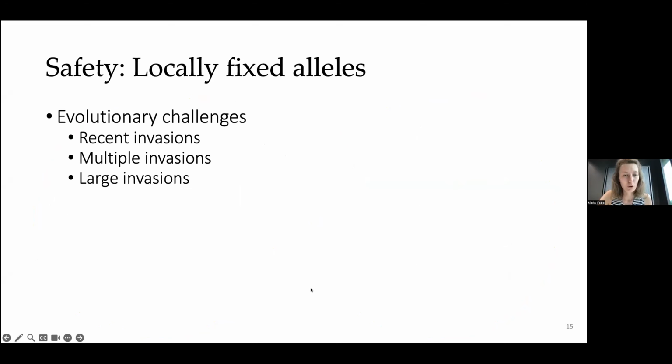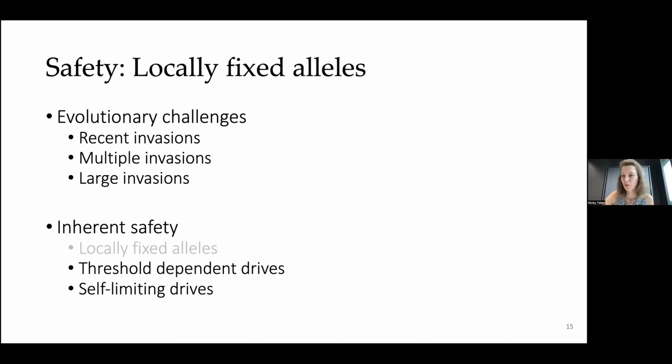So who knows? But there's a couple of evolutionary challenges that make it difficult for locally fixed alleles to exist. And that is, most invasive species have invaded their new territory fairly recently, in the last few hundred years. And that is really not enough time for evolution to have made these populations sufficiently different from each other. So they are still quite similar. And two other things are multiple invasions, which also exacerbate this problem, and large invasions, so when a lot of individuals get to a new place. And these are all problems that reduce the likelihood of locally fixed alleles existing. So for inherent safety, it's probably not going to work.